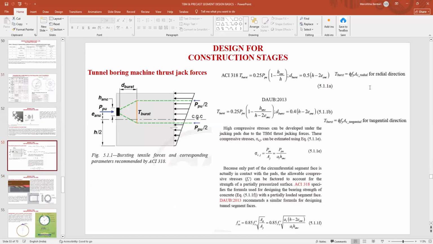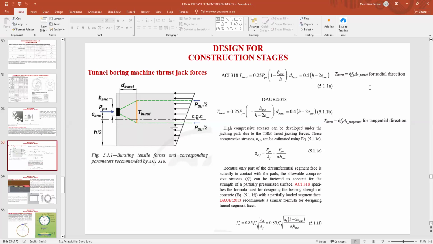Sir, in which case are we using ladder bars in the segment? Ladder bars generally we use wherever chair bars or ladder bars are provided, more at the ground erector part, the part where we erect the segment. That part we are mostly providing the ladder bars.